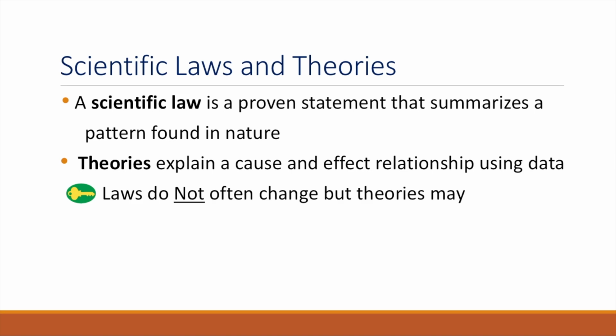A scientific law is a proven statement that summarizes a pattern found in nature. Theories explain a cause and effect relationship using data. It's important to note that laws do not often change, but theories may. I'm going to go over examples of a scientific law and a theory, so you recognize those in just a moment. If you need more time, go ahead and pause and move on when you're ready.